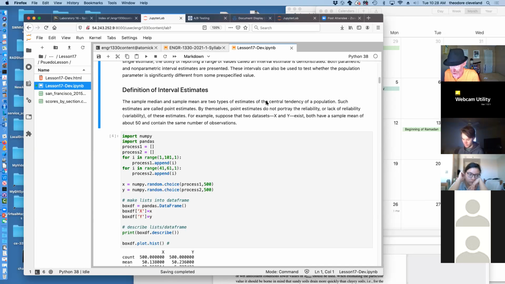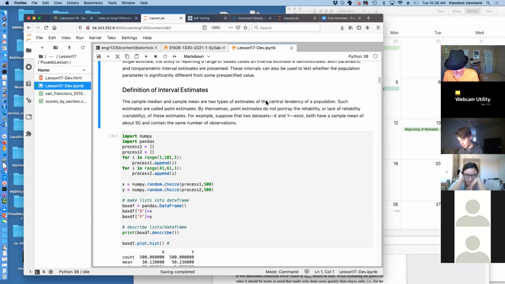If we calculate either of those two, we get something called a point estimate. It's estimating a single value of the behavior of that population. Alone, point estimates do not portray the reliability or lack of reliability of the estimates themselves. So now we'll go into an example.